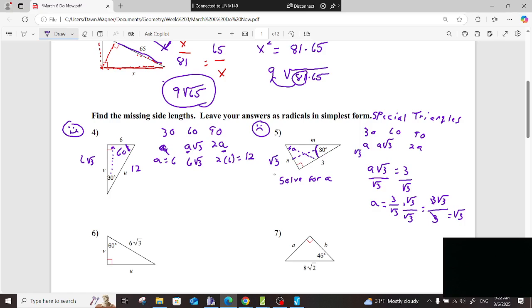Now that I have A, because that was the first step, I had to solve to get A. The second step, now I could just substitute to find the missing. Once I know A, substitute. So which one am I looking for? I'm looking for the 90, right? And I know 90 is 2 times A. And what's A? Square root 3. So 2 times square root 3 is just 2 square root 3. So over here, this would be 2 square root 3.